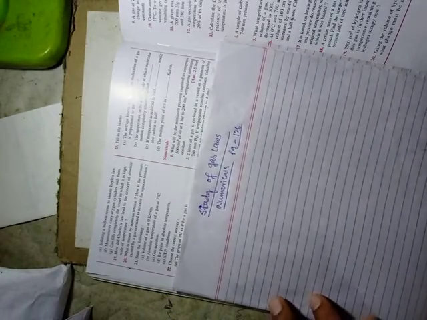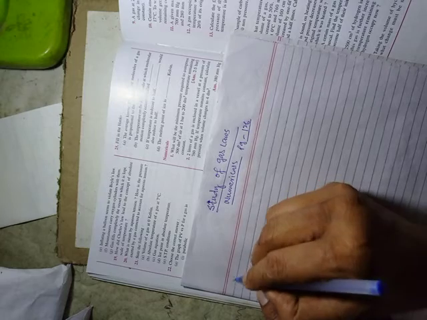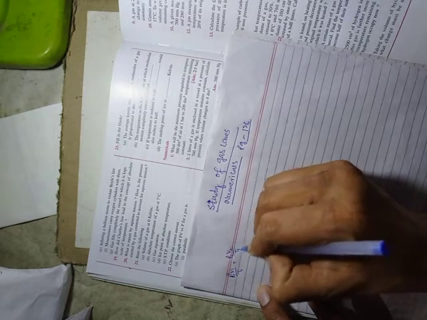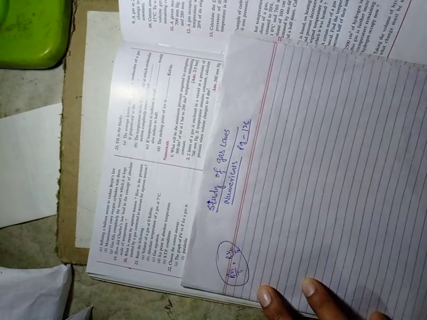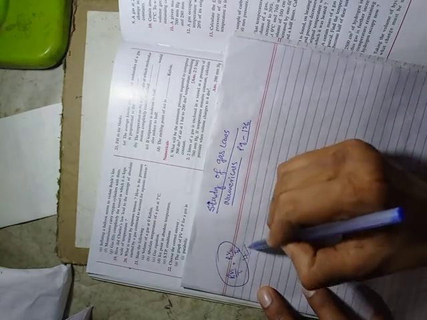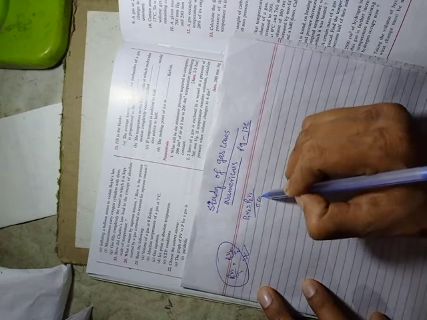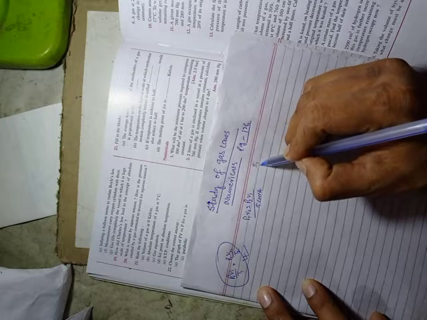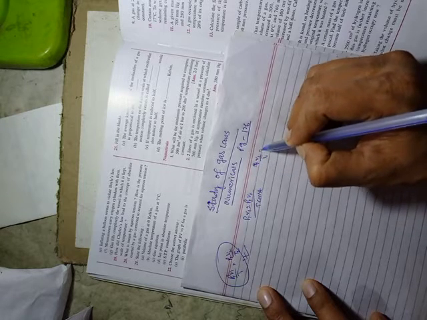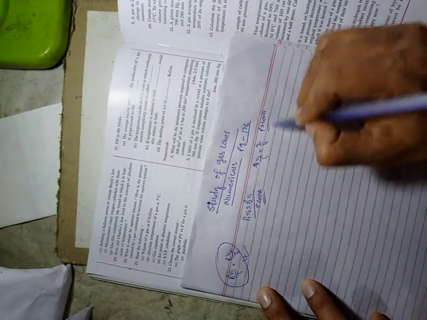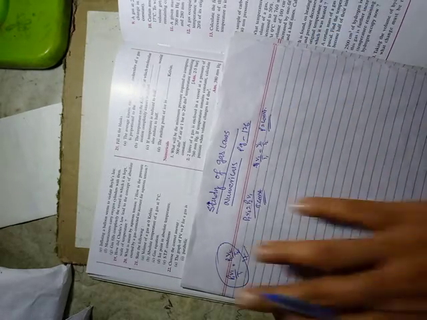Some questions are very easy, and first I will write the formula. You can use the gas equation, which is P1 V1 by T1 is equal to P2 V2 by T2, which is combined. Or you know that P1 V1 is equal to P2 V2 when T is constant, and V1 by T1 is equal to V2 by T2 when P is constant. That is Boyle's law, that is Charles' law. So these three equations I will apply.